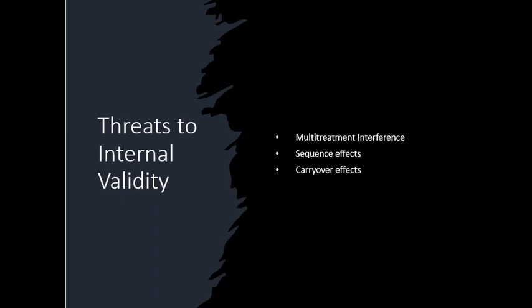The threats to internal validity are the same as in the use of alternating treatments. Multi-treatment interference in the form of sequence effects, where the order of treatment influences performance, and carryover effects, where characteristics of one condition influence the other. These threats are respectively controlled with rapid alternation and counterbalancing conditions. Unlike in the use of multi-treatment or multi-element designs, separation of treatments is a non-issue.